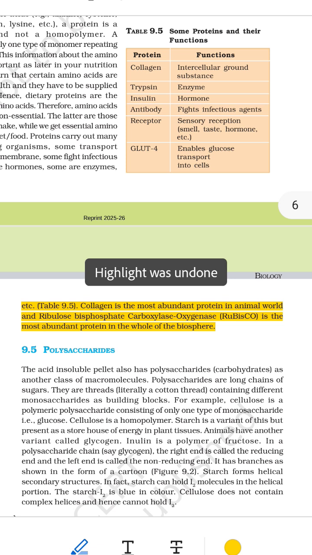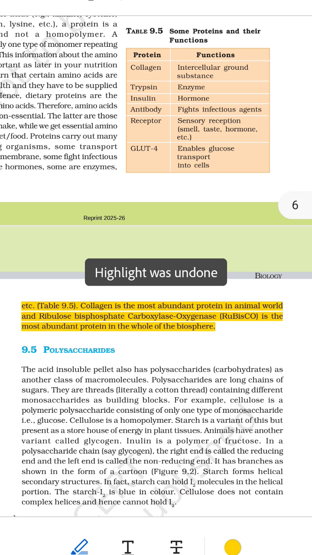What are proteins made of? Proteins are made of amino acids, which are small molecules sometimes called the building blocks of life. There are 20 different types of amino acids used to make proteins. These 20 amino acids have names like alanine, cysteine, proline, tryptophan, lysine, etc.